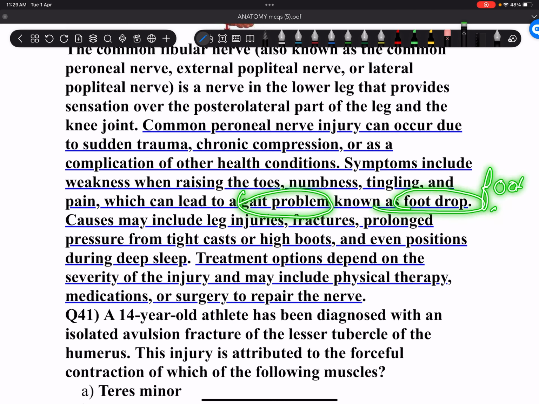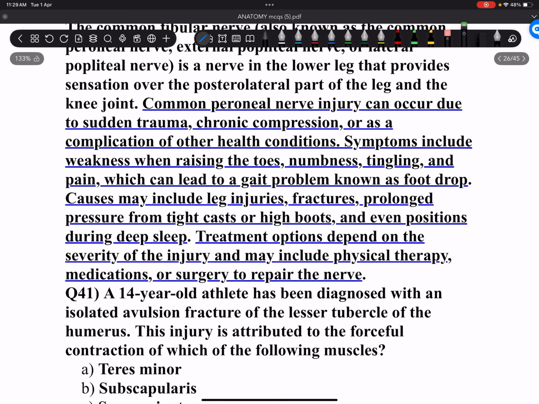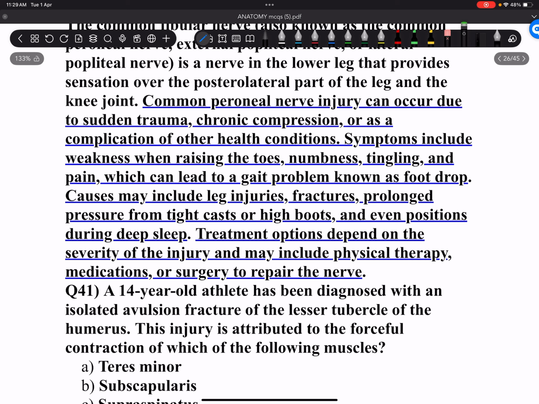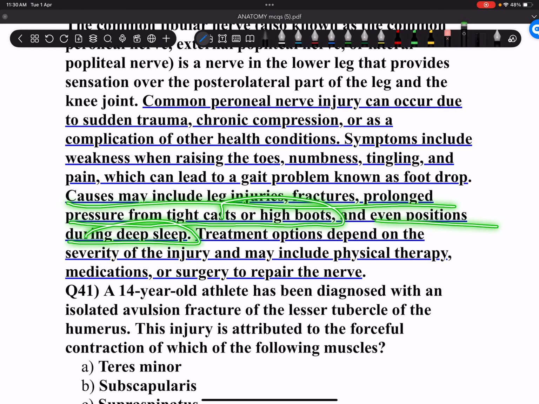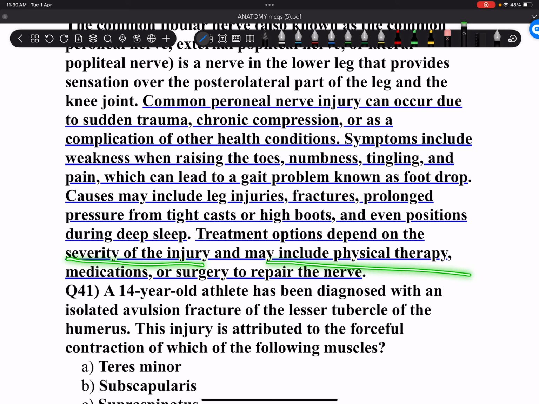Foot drop happens because of common peroneal nerve injury. See, I am giving you other questions also with this explanation. That's why I put this explanation. It's not that you should get bored thinking that ma'am is giving a lot of explanation. There are a lot of questions behind it. Causes include leg injuries, fractures, prolonged pressure and tight casts, or high boots, or even positions during deep sleep. What could be the treatment? Treatment depends on the severity of the injury and may include physical therapy, medications, or surgery if required to repair the nerve. So that's all for this video.